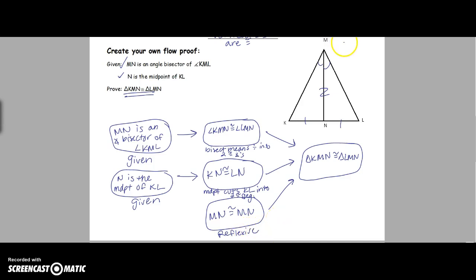So do we have enough information to prove these triangles congruent? Here you have an angle, a side, and a side. Now, can you swear in my classroom? No, you can't. So this is not enough given information.